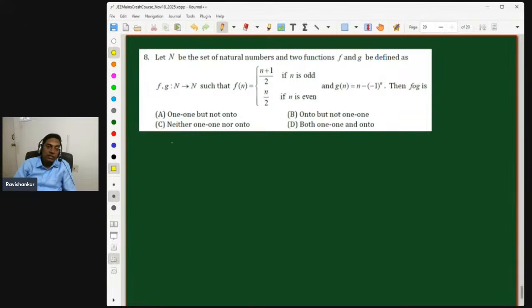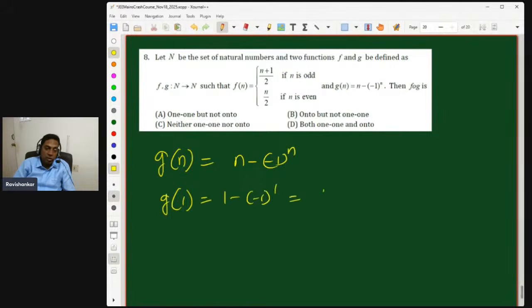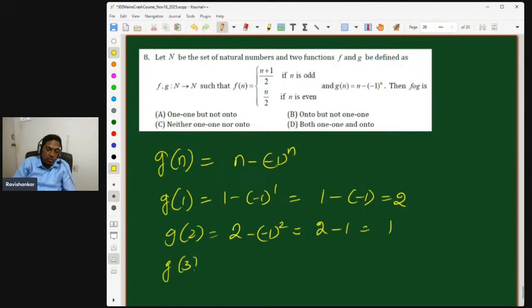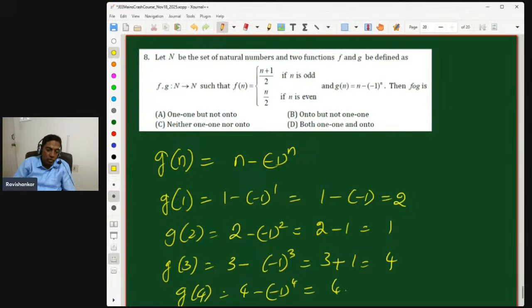Okay, so first let's find g of n. G of n is equal to n minus minus 1 power n. So let's find g of 1. Both are from natural to natural. 1 minus minus 1 power 1, which is 2. G of 2 is 2 minus minus 1 squared, which is 1. G of 3 is 3 minus minus 1 power 3, which is 4. And g of 4 is 4 minus minus 1 power 4, which is 3.